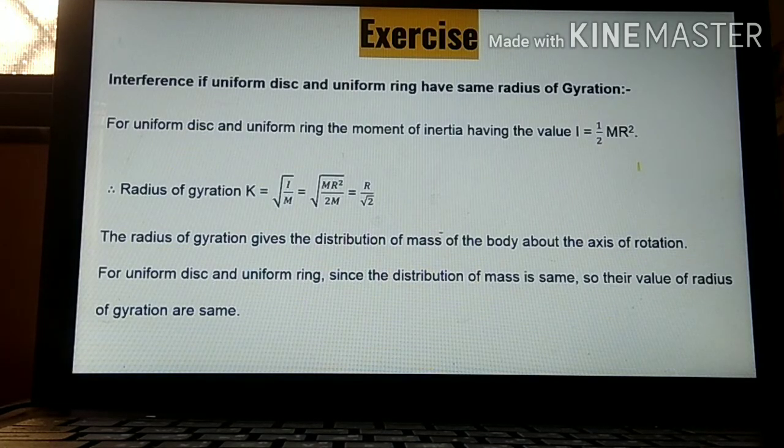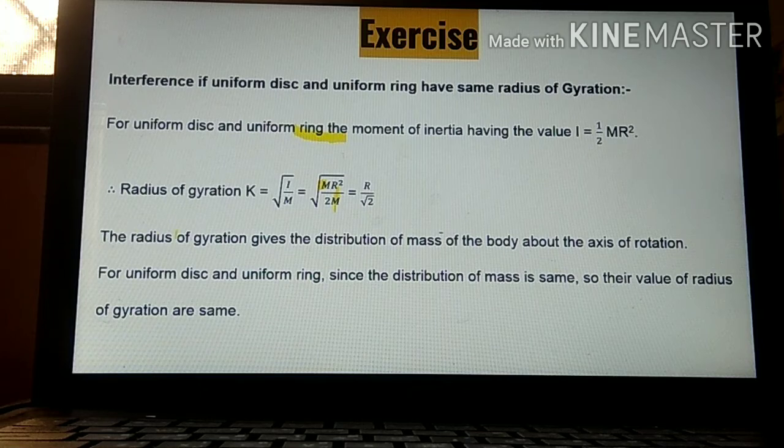What can we infer? In a uniform disk and uniform ring, the moment of inertia I is equal to half mR square. Radius of gyration is given by this formula, that is k is equal to under root I upon m, which is equal to root mR square upon 2m. This m and m will get cancelled. Ultimately, what will we be getting? k is equal to R upon under root 2.